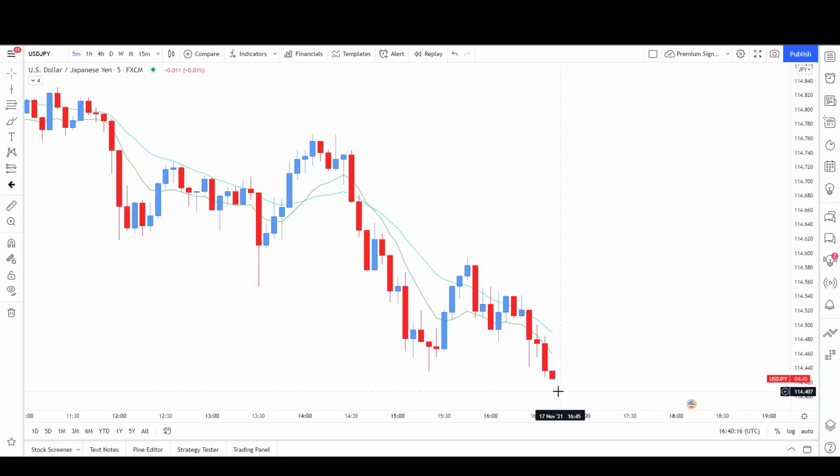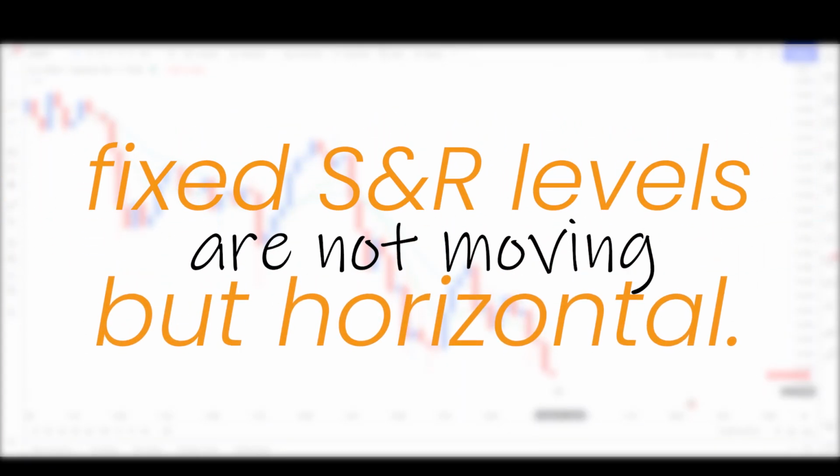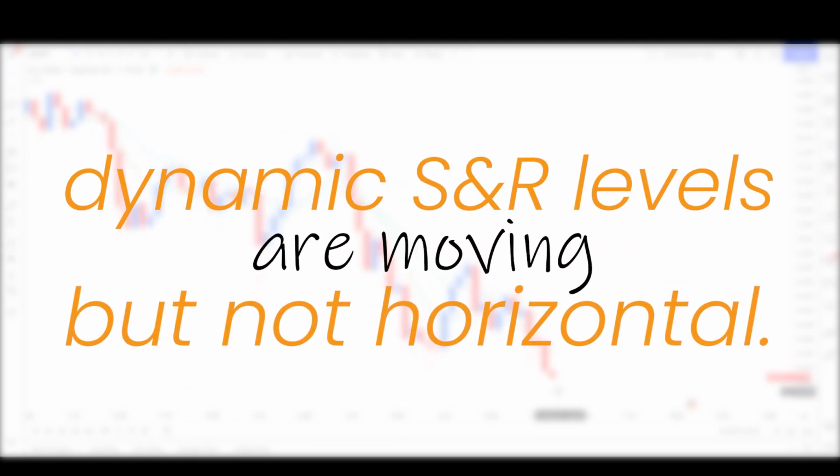So here is a great tip to remember the difference between these two. The fixed support or resistance levels aren't moving and they are horizontal, but dynamic support or resistance levels are moving alongside the price, but they are not horizontal.